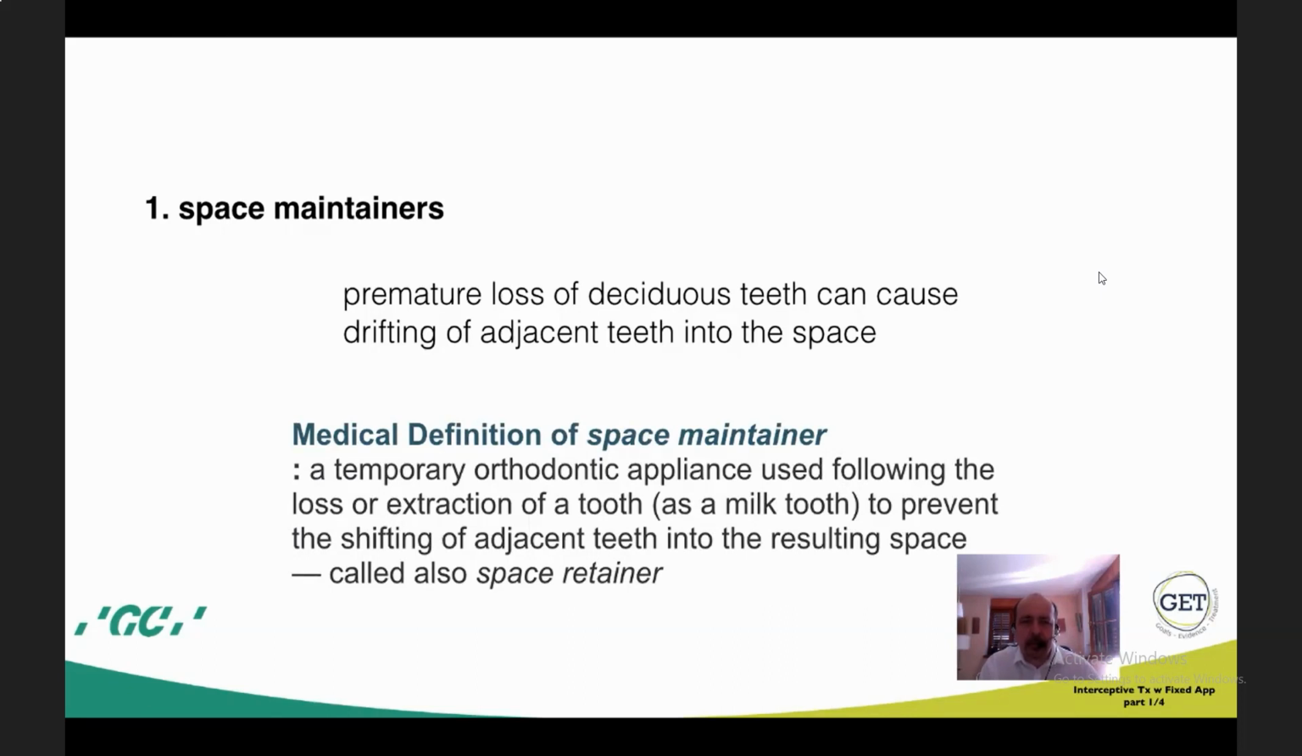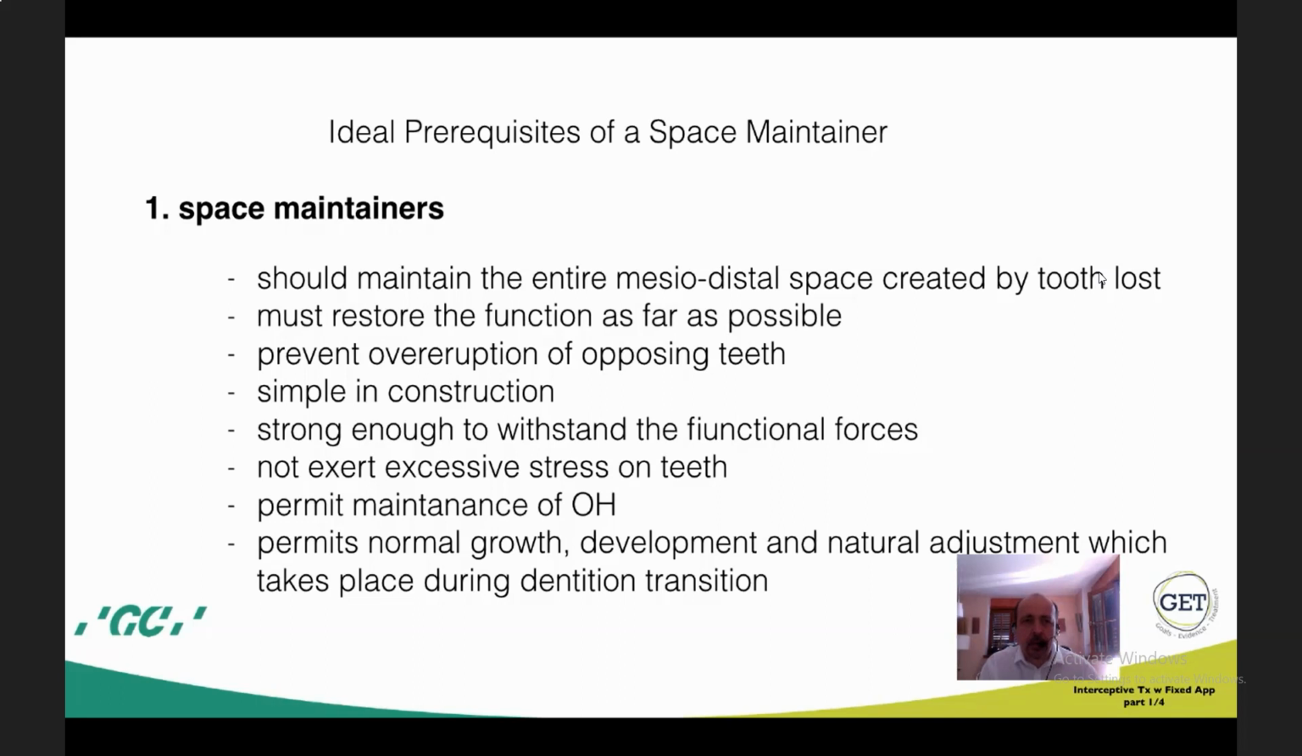Ideal prerequisites of a space maintainer: it should maintain the entire mesiodistal space created by tooth loss. It must restore the function as far as possible and prevent eruption of opposing teeth. It has to be simple in construction, strong enough to withstand the functional forces, not exert excessive stress on teeth, permit maintenance of oral hygiene, and permit normal growth, development, and natural adjustment which takes place during the dentition transition.